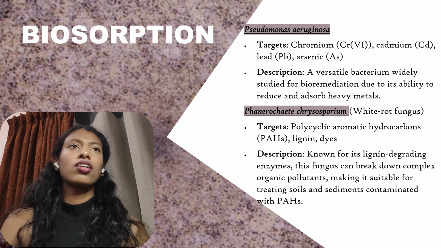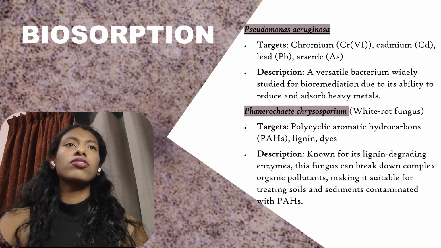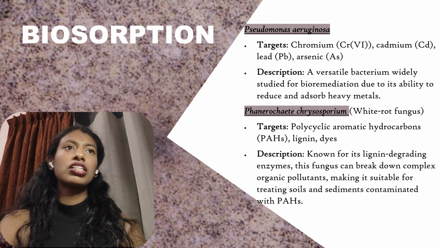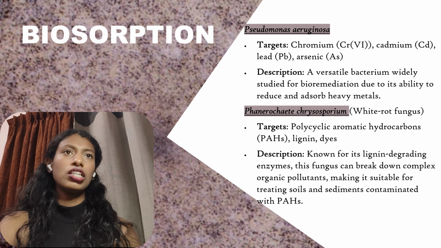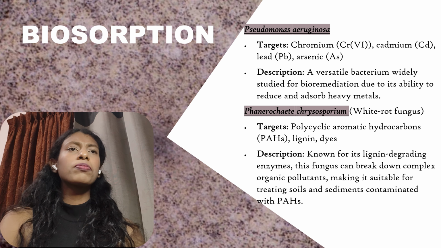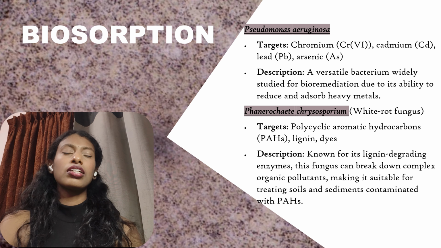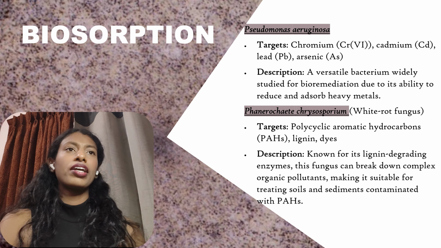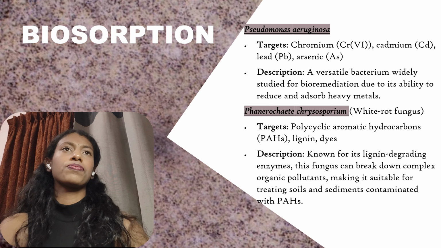Coming to the examples, there are several bacteria and fungi that carry out bioremediation using biosorption, but I'll be talking about only a few. First we have Pseudomonas, a versatile bacterium widely used to degrade heavy metals such as chromium, cadmium, lead, and arsenic. Then we have Phanerochaete chrysosporium, which is capable of degrading polycyclic aromatic hydrocarbons because it secretes lignin-degrading enzymes that help break down these complex contaminants into simpler molecules.